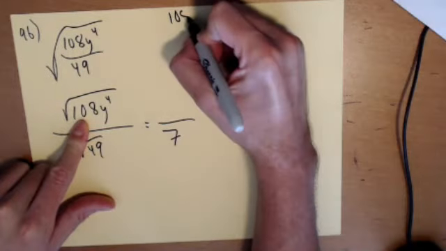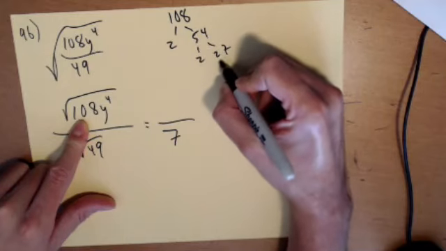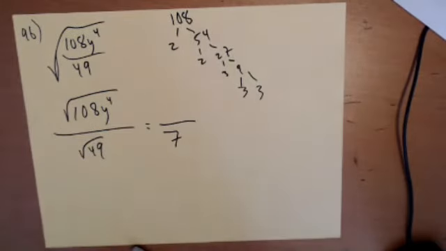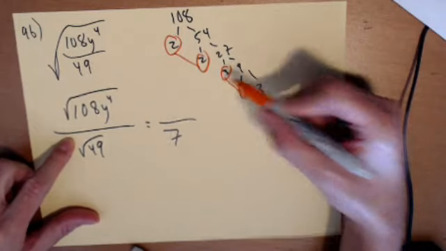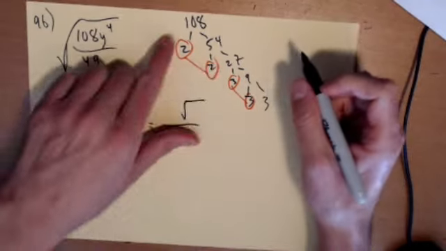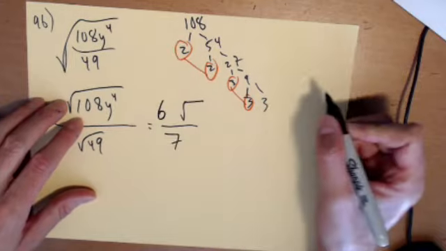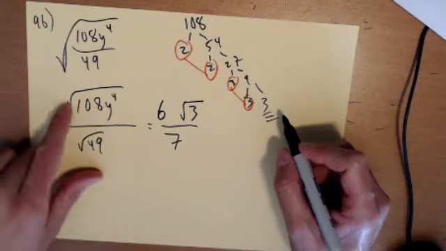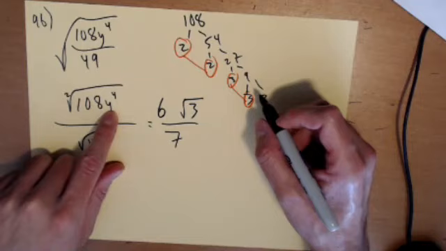108, that's 2 times 54, which is 2 times 27, which is 3 times 9, which is 3 times 3. It's a square root, so those 2's match up, and those 3's match up. There's a square root symbol. That releases a 2. That releases a 3. 2 times 3 is 6, so 6 escapes. This 3 does not escape. And then the letter stuff, the square root of y to the 4th. Put a little 2 there. How many chunks of 2 can you pull out of y to the 4th? 2 of them.